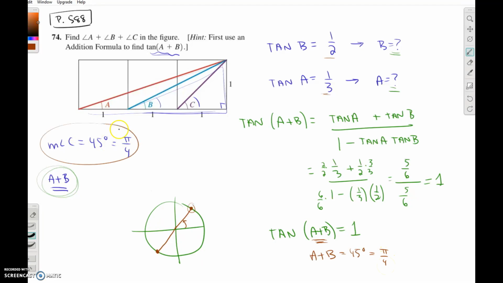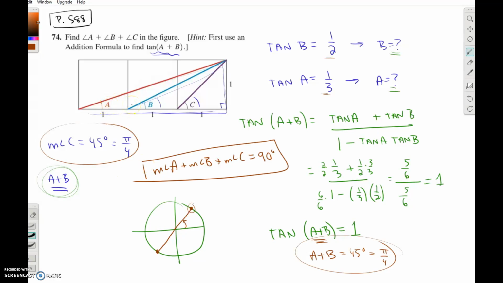So if C is 45 degrees and A plus B is 45 degrees, then the measure of angle A plus the measure of angle B plus the measure of angle C is simply 90 degrees. So those three angles combine to give you a 90 degree measure. Okay?